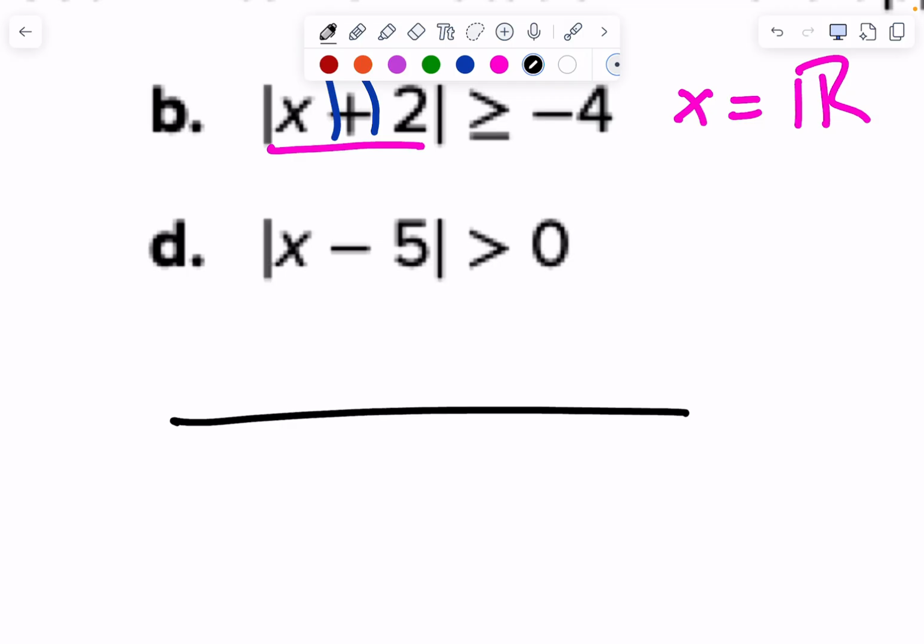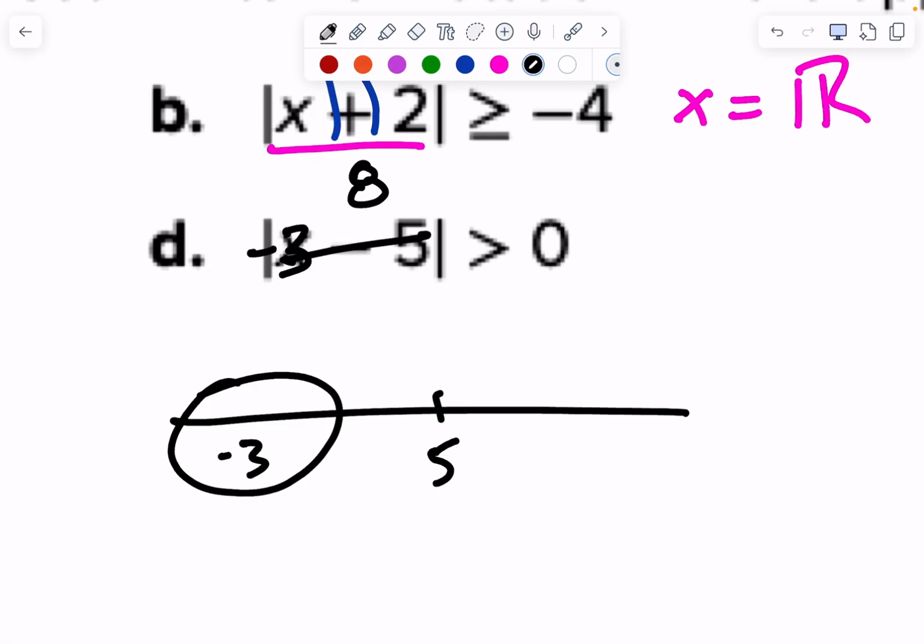x minus 5, if I set it equal to 0, 5 is the magic number. Let's test a number over here, say -3. If I plug in -3, minus 5 is -8, and the absolute value ends up being positive 8. Is that greater than 0? Yes, that's true.